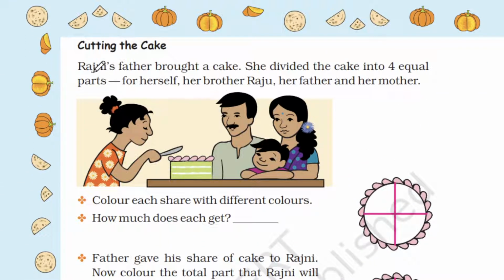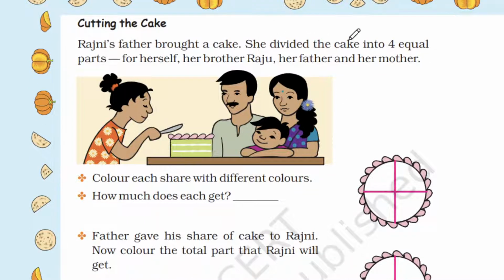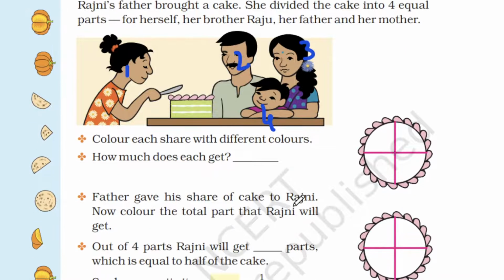Next one, cutting the cake. Ranjani's father bought a cake. She divided the cake into four equal parts for herself, her brother Raju, her father, and her mother. So how many are there? So we have one, two, three, four. So she divided the cake into four pieces. Color each share with a different color. How much does each get? Each will get one piece of cake.